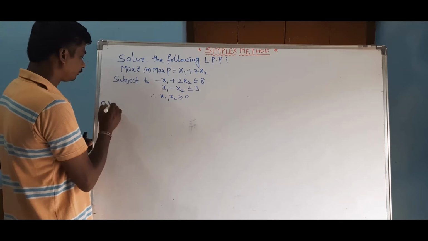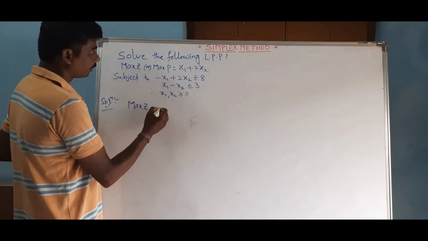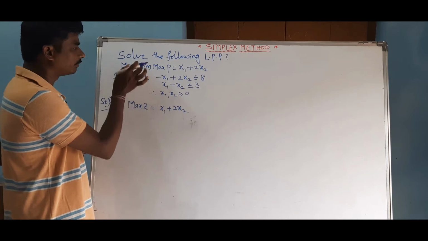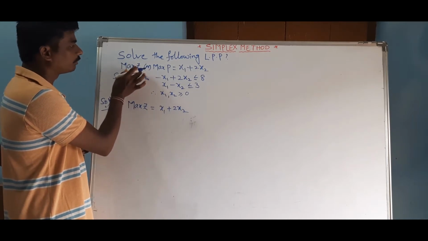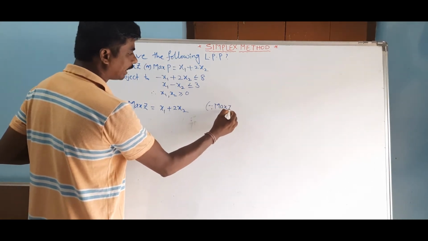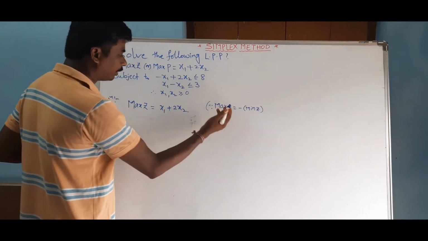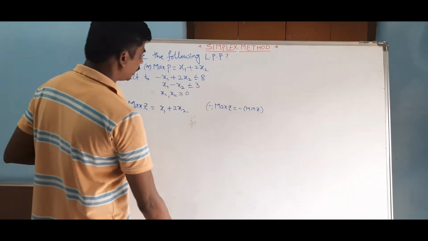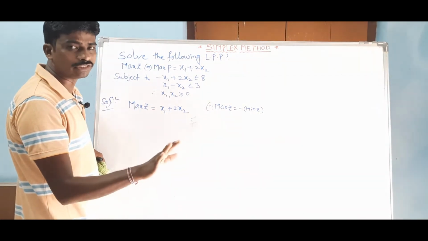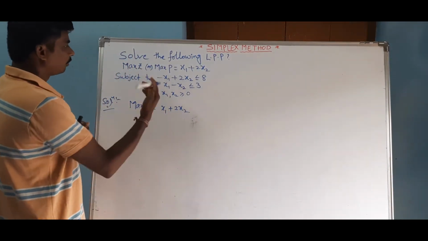Solution. Max z equal to x1 plus 2x2. Suppose the objective function given in the question is minimum, what do we do? Maximum z equal to minus of min z. We use this formula. Now, this objective function is maximum, so we need not change anything. Clear? Right.